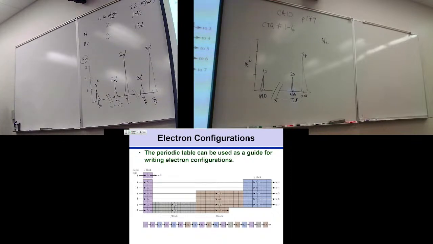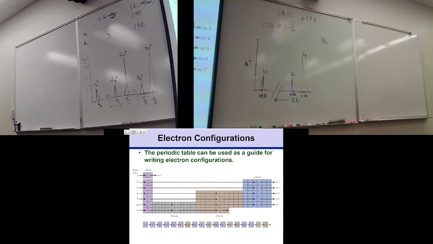It's a little annoying, but that's one of the things you have to do when you do this method. So for instance, if I was doing the electron configuration of vanadium, 1s, 2s, 2p, 3s, 3p. So after argon comes potassium. That's the row 4, S block, 4s.